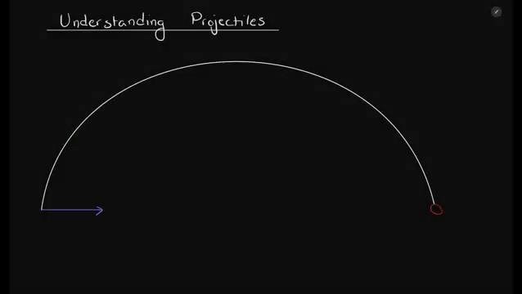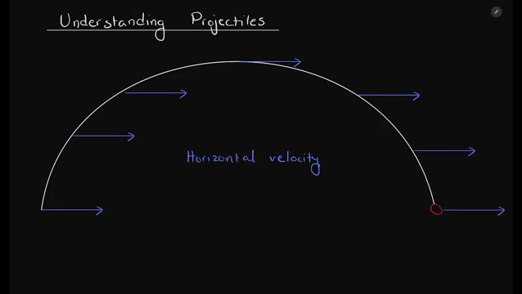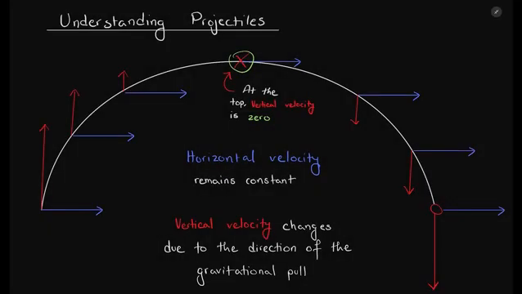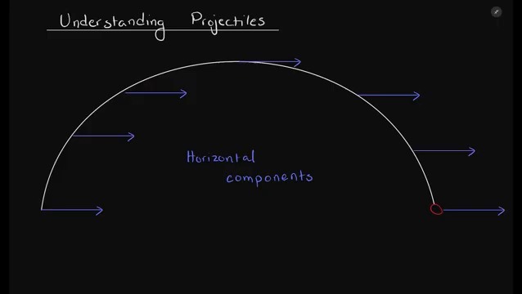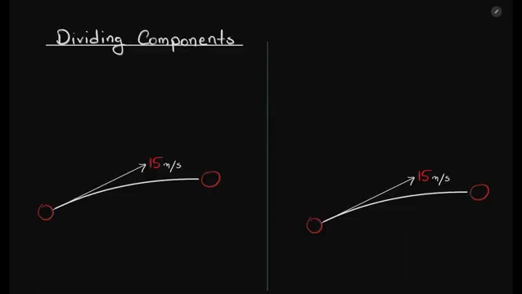However, the horizontal velocity does not change as the gravity is not pulling the ball towards the right. So the ball moves at a certain velocity along the horizontal line. As there are 2 different types of motion, we need to divide this into 2 different components. Let's name them horizontal components and vertical components. Now let's learn to divide velocity into different components, vertical and horizontal.